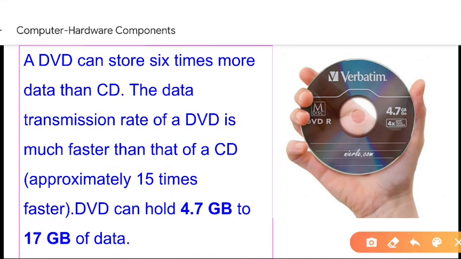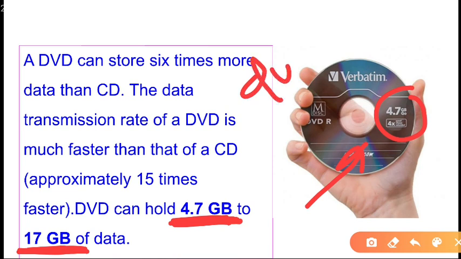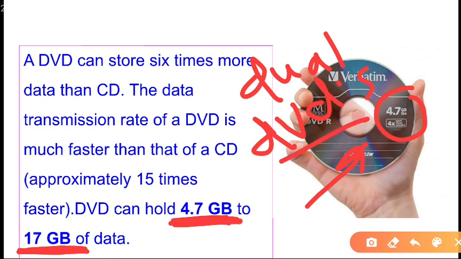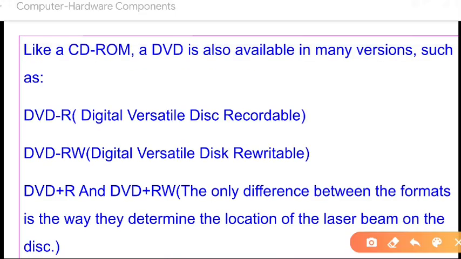How much data can a DVD hold? The minimum data that it can store is 4.7 GB. So look at this DVD. This DVD can store 4.7 GB, or gigabytes. And there are DVDs which can also store 17 GB of data. Now these are the dual layer DVDs. Dual layer DVDs can store 17 GB data also. So DVDs can store much more data than a CD.